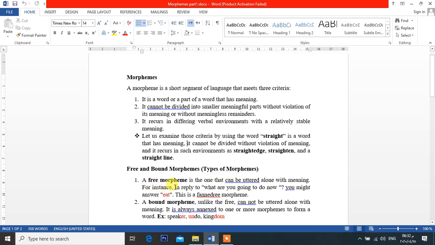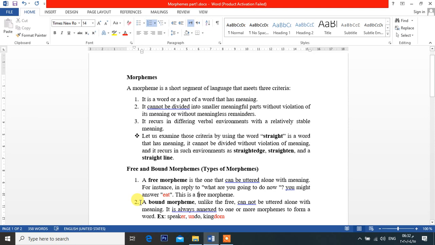For instance, in reply to the question, what are you going to do now? If you answer just "eat," here eat, the one in red, is a free morpheme. So what is a free morpheme? A free morpheme is a word that can be uttered alone with meaning.